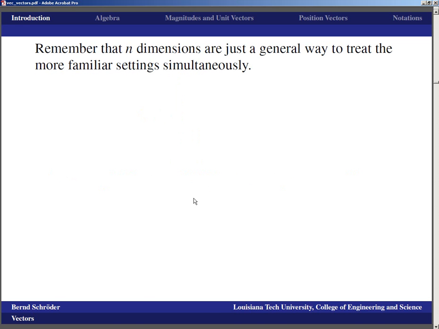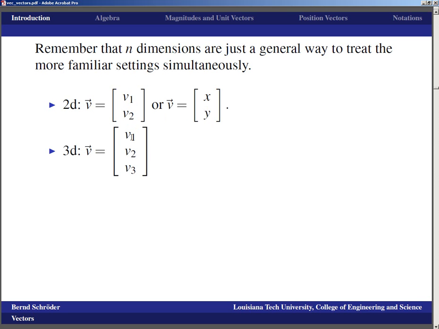We're looking at n dimensions here, but n dimensions are just a general way to treat the more familiar settings simultaneously. So a two-dimensional vector is a vector v1, v2, or v equals (x, y). And a three-dimensional vector is a vector v1, v2, v3, or v equals (x, y, z). I just didn't want to do two separate definitions.